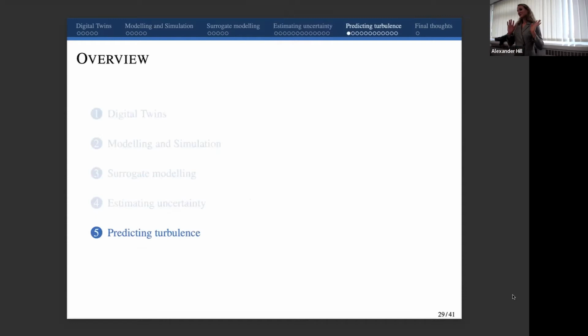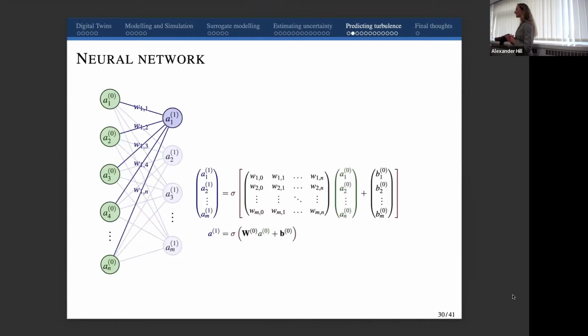So now the other project that I wanted to talk to you about, so that's predicting turbulence. Here there will be a little bit more novelty. Neural networks. I think neural networks is a popular subject. I thought I would start with it.